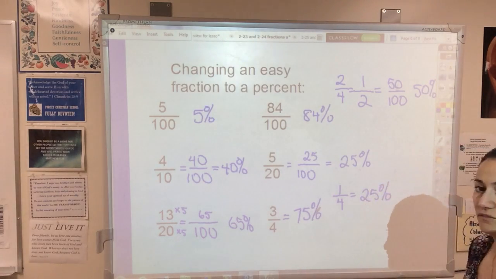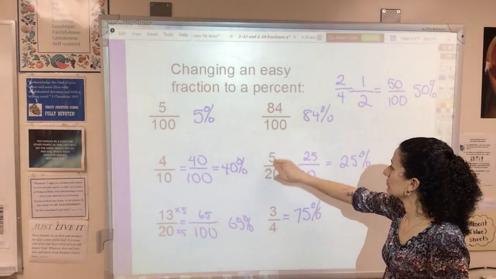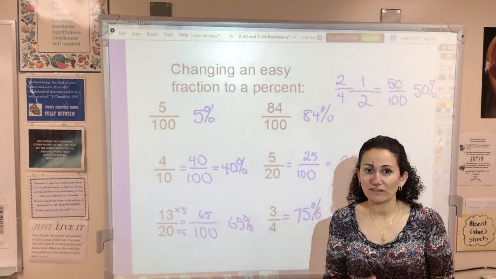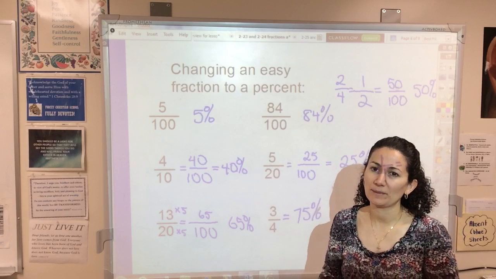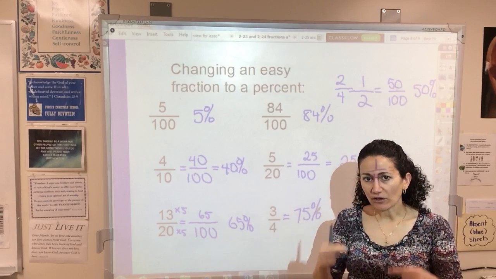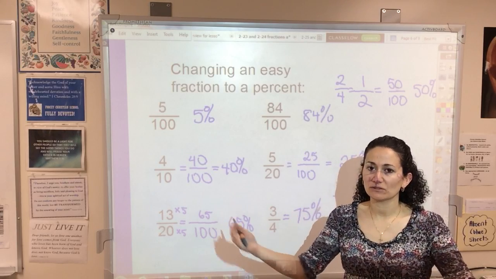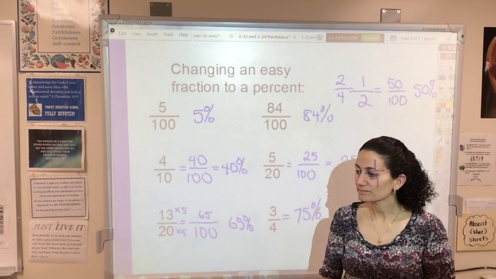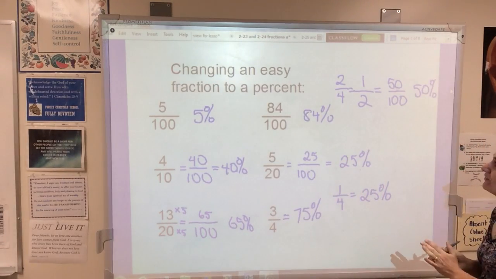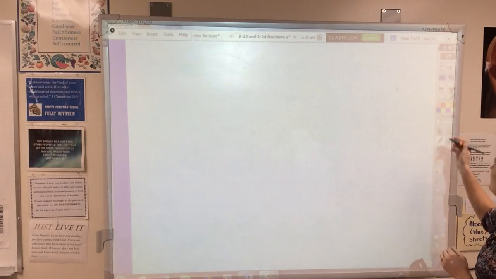You should know how to convert anything with 100 or 20 or 10, or even if you have 25 or 50 in the denominator, try to convert it to an equivalent fraction out of 100, then you can easily write the percent. Not all fractions are easily converted to a percent as these.